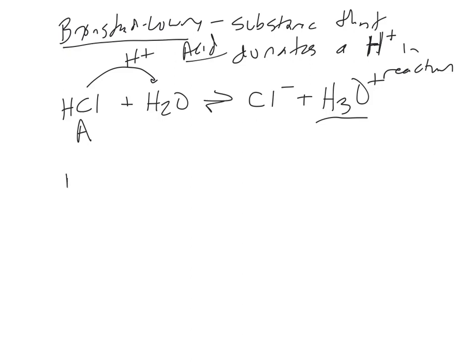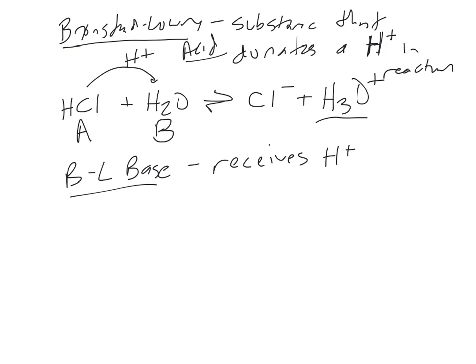Now, a Bronsted-Lowry base, same deal. It is a substance that receives an H plus in solution. So if water is receiving the H plus, this is actually a base right here, whereas HCl was the acid. Now, if this reaction ran in reverse, if Cl minus turned back into HCl, what must have happened? It must have grabbed an H plus. So that makes Cl minus actually a base, and it took its H plus back from H3O plus, which makes that an acid under this definition.